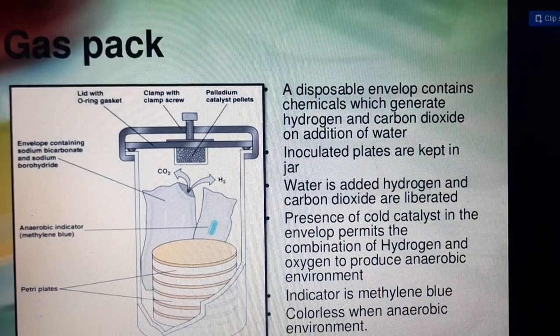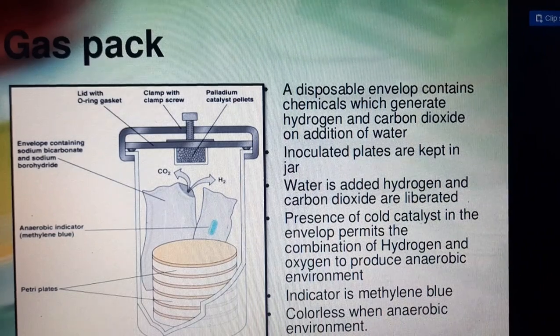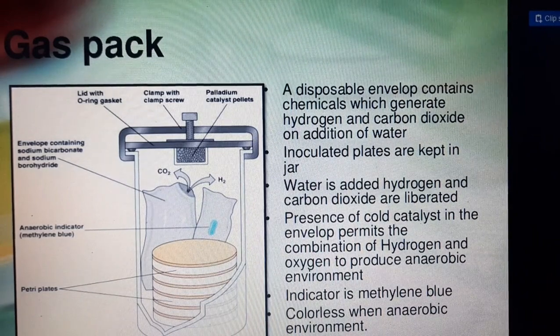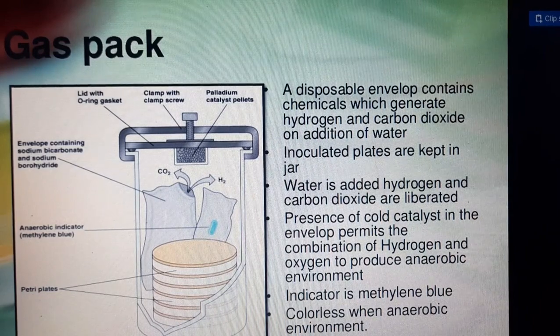And another method is gas pack. It is available commercially as a disposable packet containing pellets of sodium borohydride, cobalt chloride, citric acid and sodium bicarbonate. It is now widely used for the preparation of anaerobic jars. This chemical generates hydrogen and carbon dioxide when water is added. Hydrogen combines with oxygen in the presence of catalyst. After the inoculated plates are kept inside the airtight jar, the gas pack with water added is kept inside and the lid tied closely. This gas pack technique is simple compared to filling of gas from cylinders.